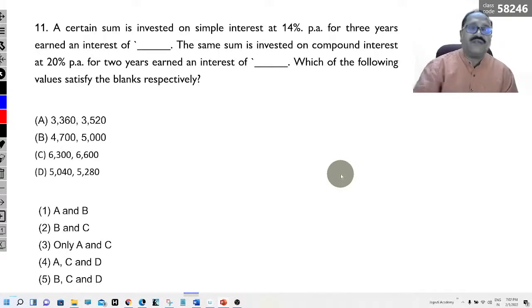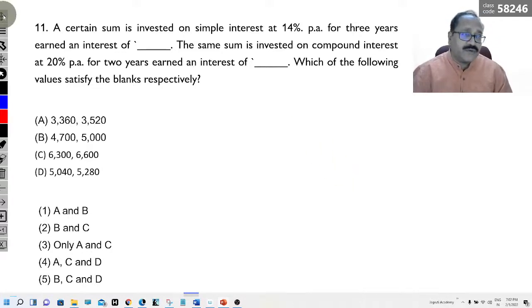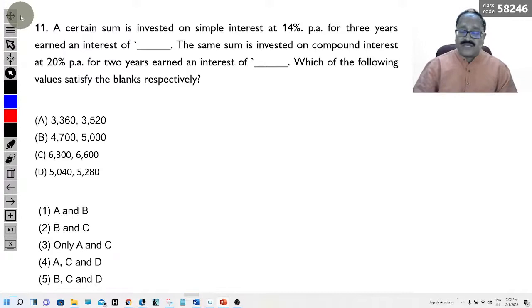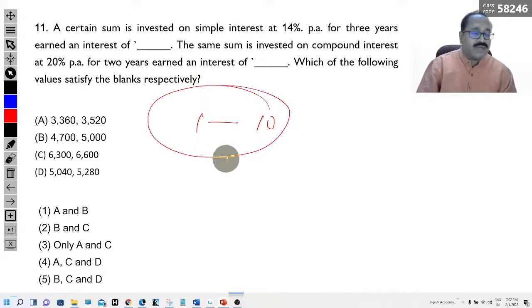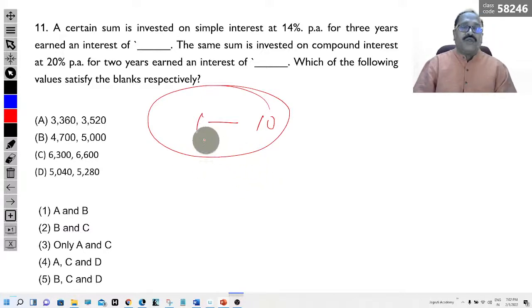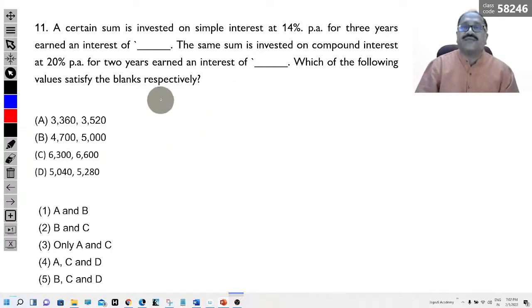Here we will discuss a couple of questions from simple interest and compound interest. Now here is your first question. Yesterday we did 10 questions, that is question number 1 to question number 10. Whatever I am writing is visible on the board. Now we will be discussing the next 10 questions.